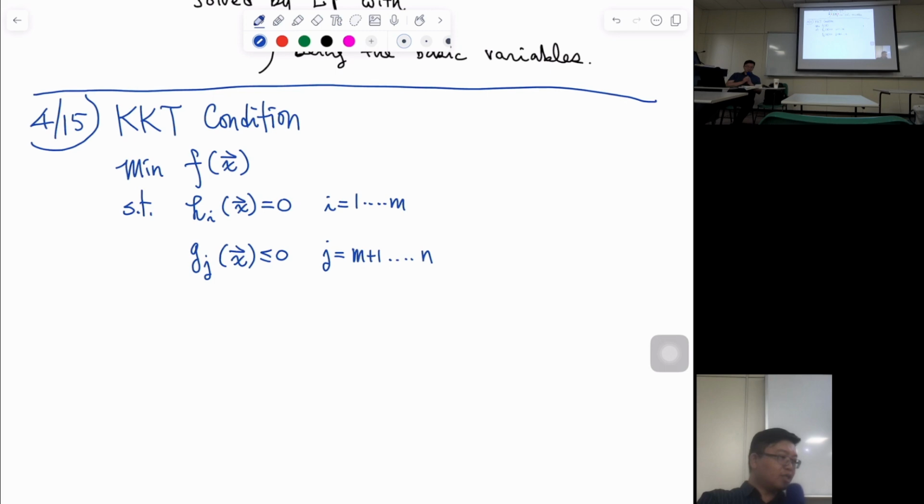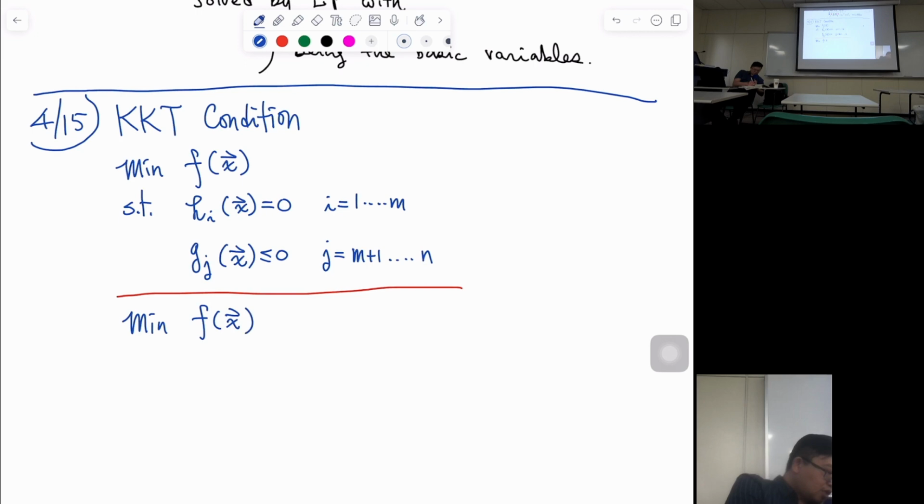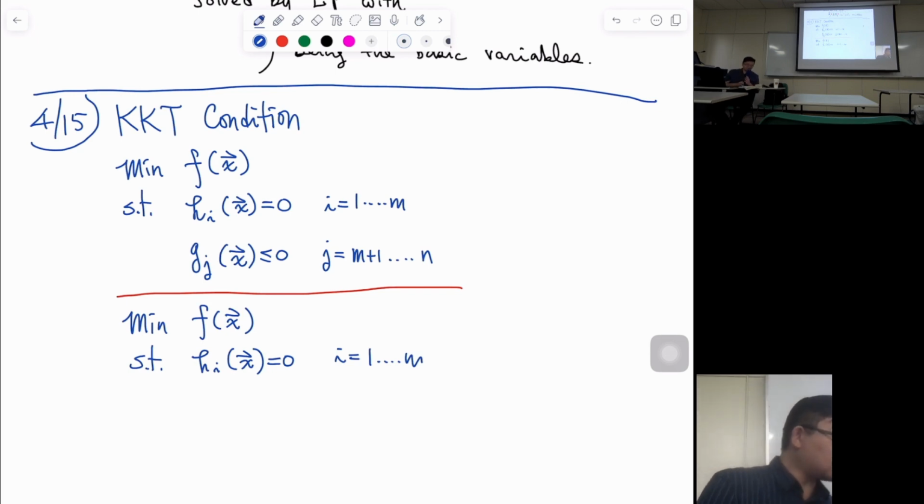In order to handle a general problem like this, we want to consider a simpler one. So let's focus on a simpler version. In the end, we want to handle a general problem where we have equality constraints and also inequality constraints, but we need to talk about something simpler first. What's a simpler problem? The simpler one is the one with equality constraints only. So let's talk about equality constraint optimization.